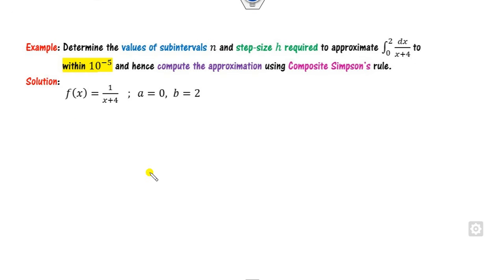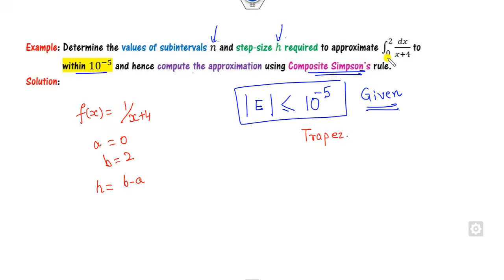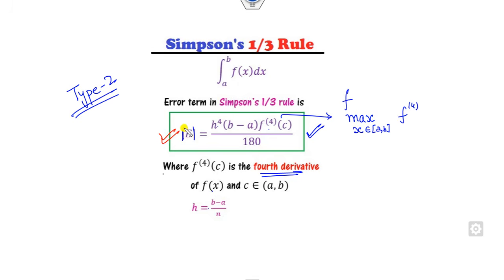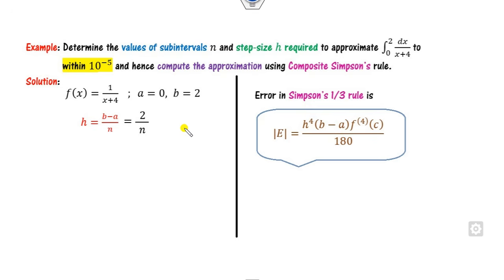So what is the value of the h? I can write for you here, h is this. What is given to you? Error. What is the error of the Simpson 1/3 rule? I can use this formula. So I can write this here, where h is this one. I can substitute the value of the h here. What is b? b is 2, a is 0. So you will get here.